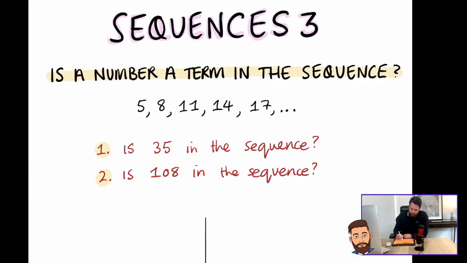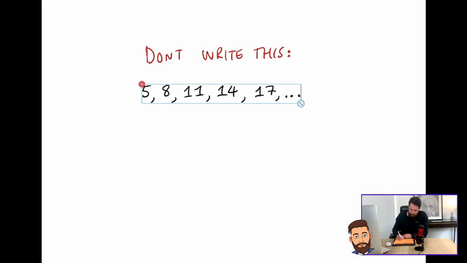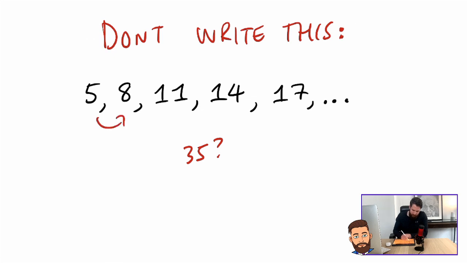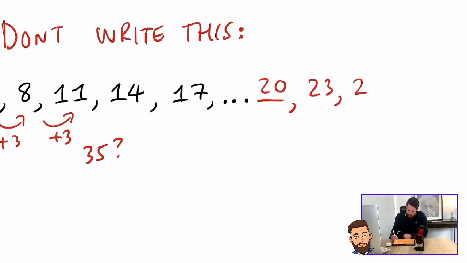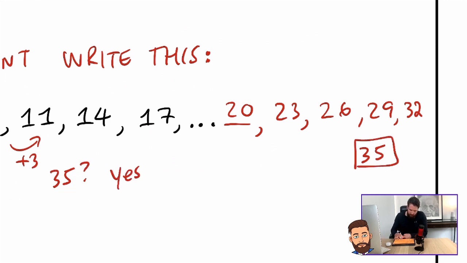Okay, so if we've got that sequence, which I'll just copy for us now: 5, 8, 11, 14, 17, and we want to know if 35 is somewhere in this sequence. Well, this sequence is going up by 3. Hopefully you can see that it is plus 3 every time. So the next term would be 20, the next term would be 23, the next term would be 26, then 29, 32, and 35. So yes, this term is in the sequence.